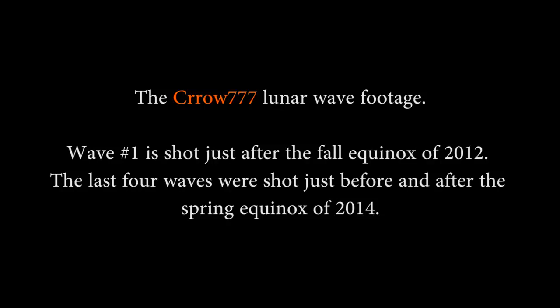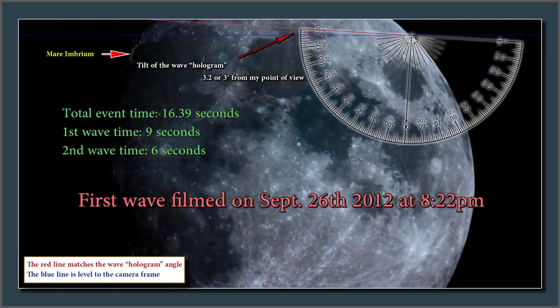So here we go. Here's the Crow 777 footage. We're going to do them in the order they were filmed. And again, my footage falls before or after equinoxes. This is the Holy Grail footage. If I had not shot this particular footage, all footage would have been dismissible by those who want to argue against this being a real event.